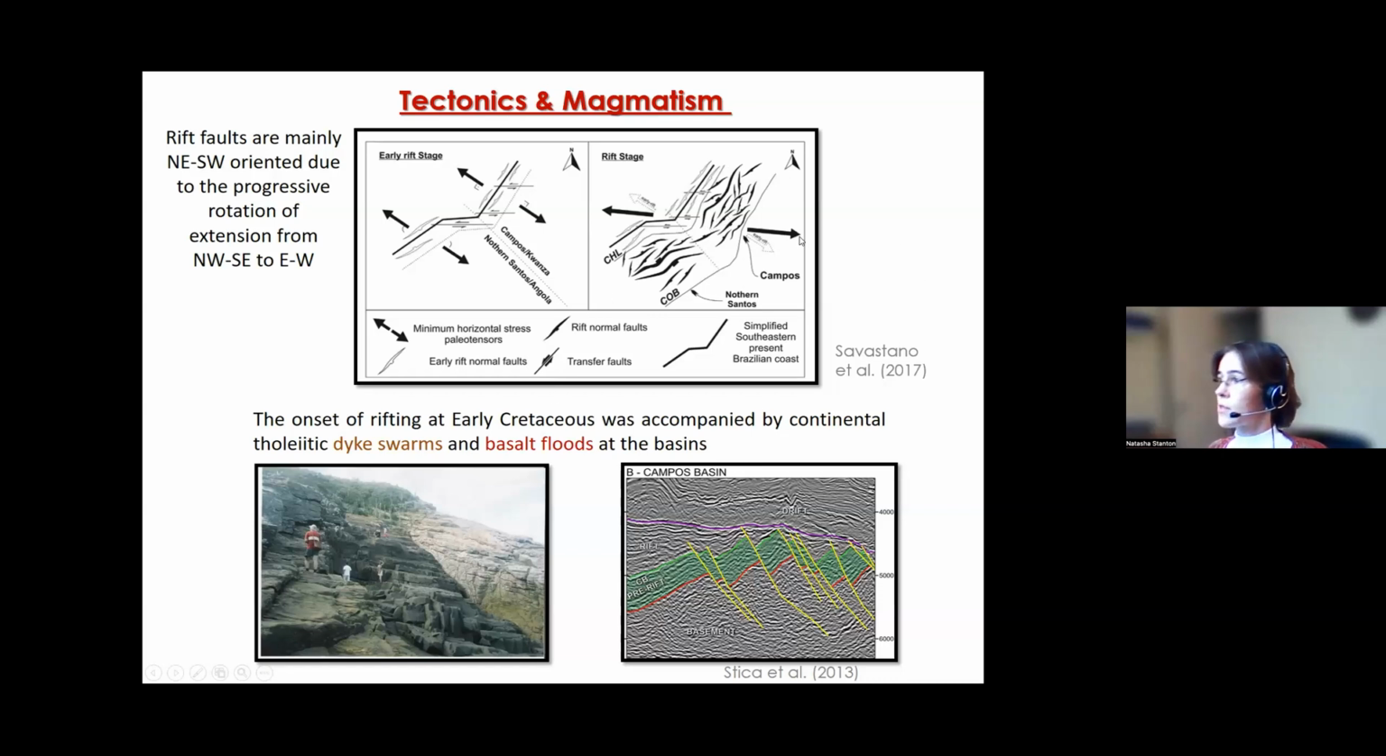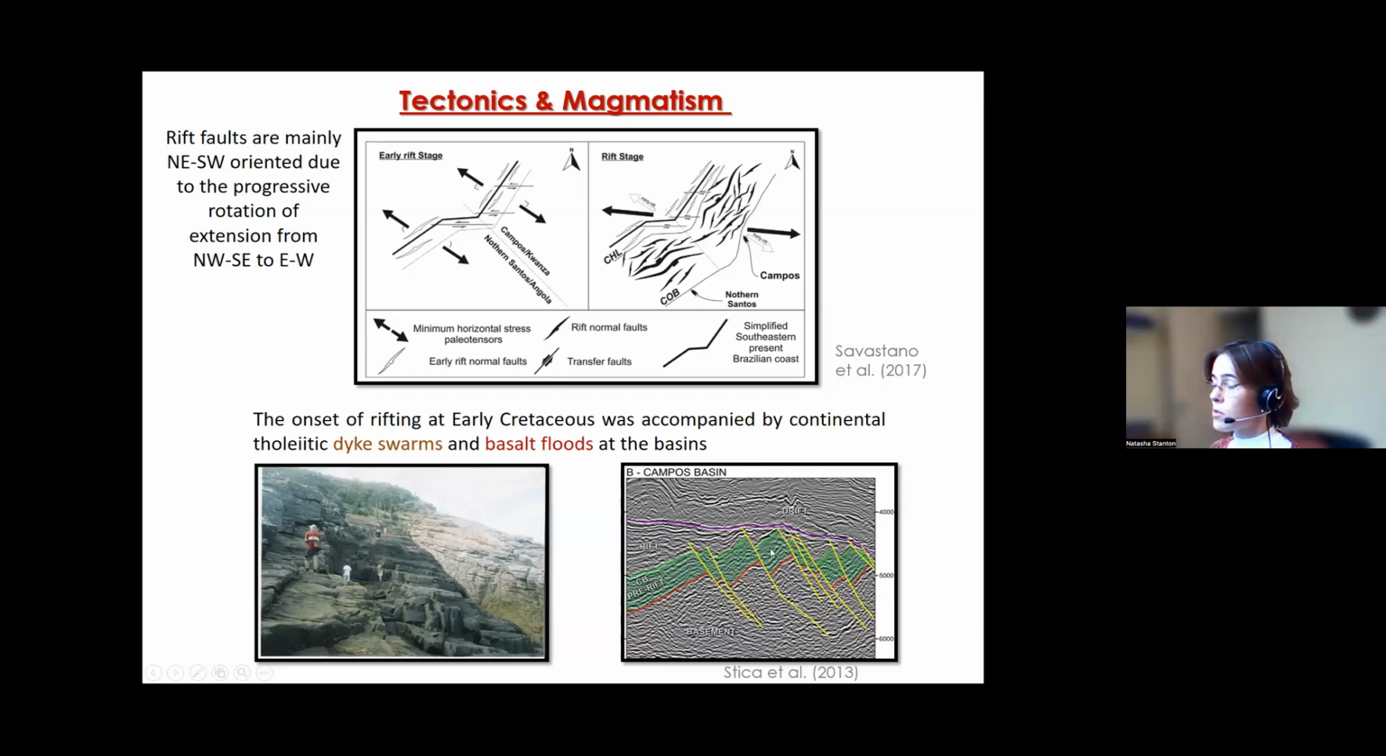Along with these tectonics, we have magmatism in this margin. At the continental area, we see dike swarms. Here we see an example. And at the basin, we have flood basalts here in this area. This is represented by this green layer here.